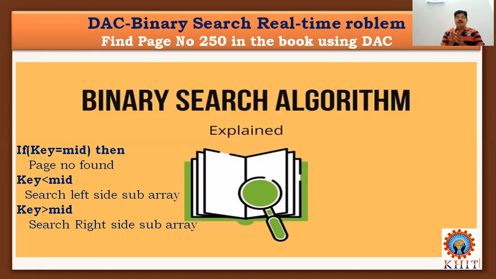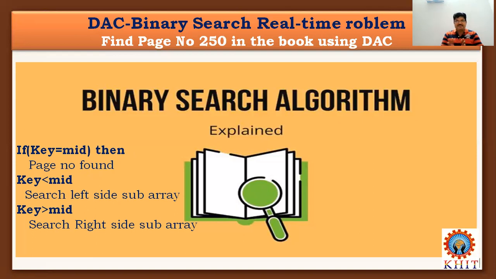This is called the best case time complexity of the binary search algorithm. That means the program will take only one iteration to get the output. Then the best case time complexity is big O of 1. The best case time complexity is considered in this way.